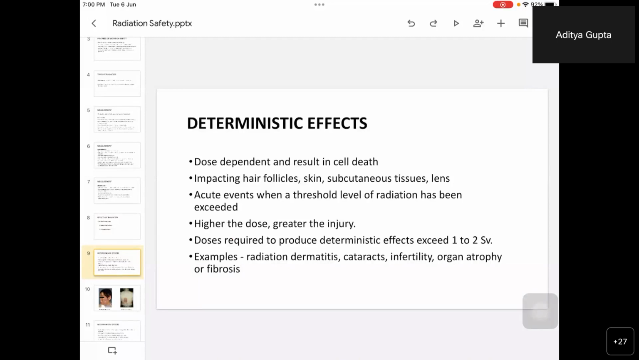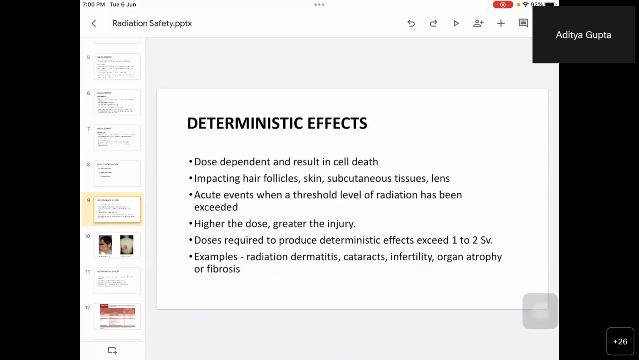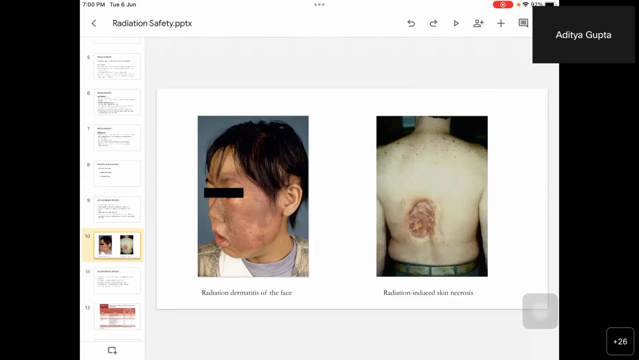Doses required to produce deterministic effects exceed 1 to 2 sieverts. Examples of deterministic effects are radiation dermatitis, cataract, infertility, or organ atrophy or fibrosis. This is the image showing radiation dermatitis of the face, and the other one, radiation-induced skin necrosis.